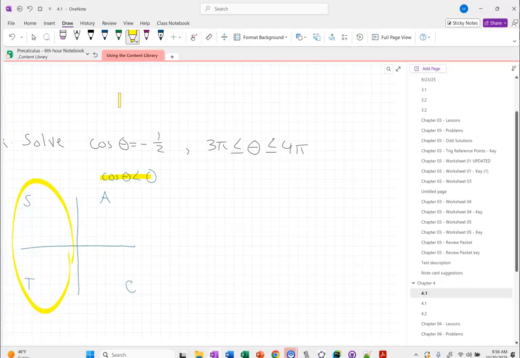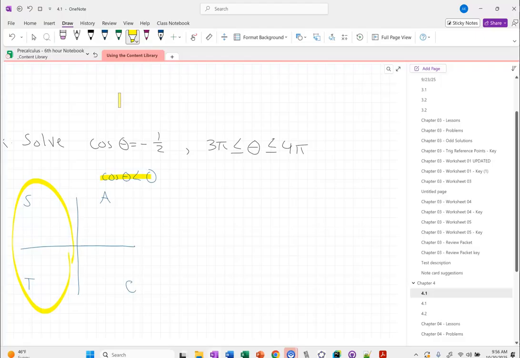Yes? Oh, why are you putting in S? Shouldn't it be in C? Well, cosine, C means cosine is positive there. Oh. The letter means that's where it's positive. So this time we're looking for a negative. So I need the ones that aren't C. Does that make sense? Mm-hmm.